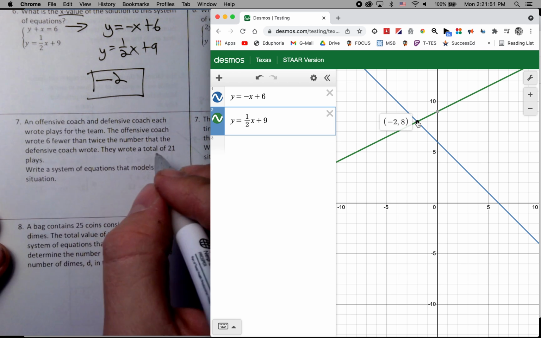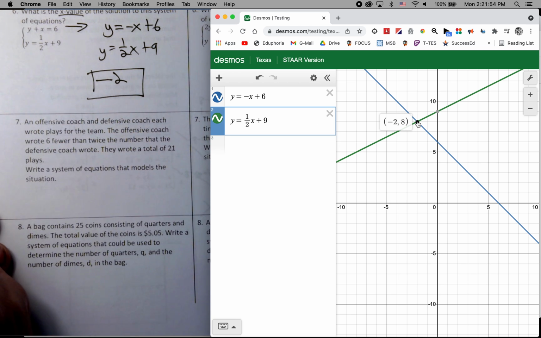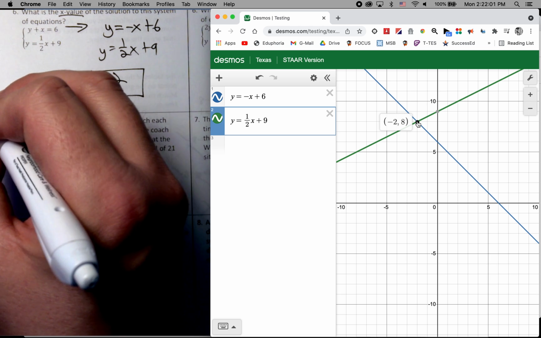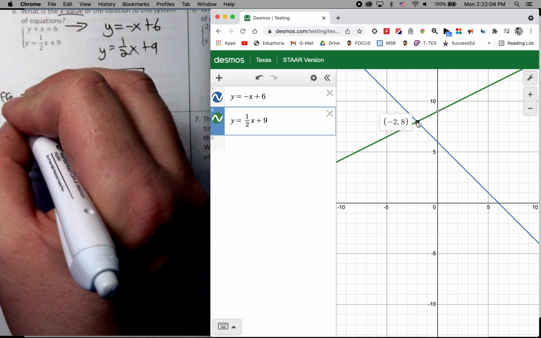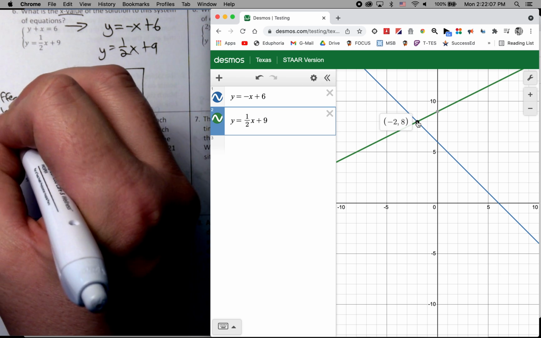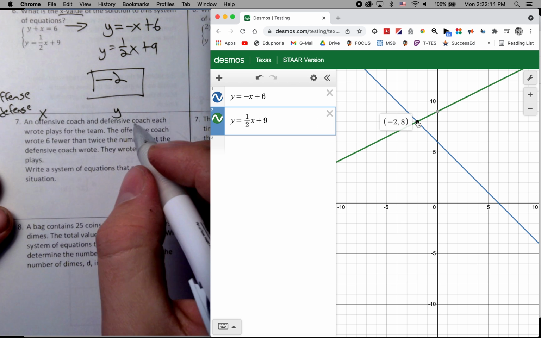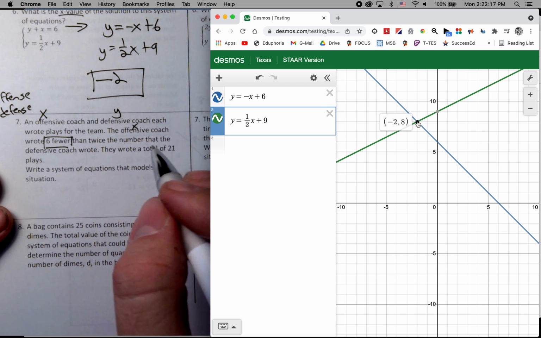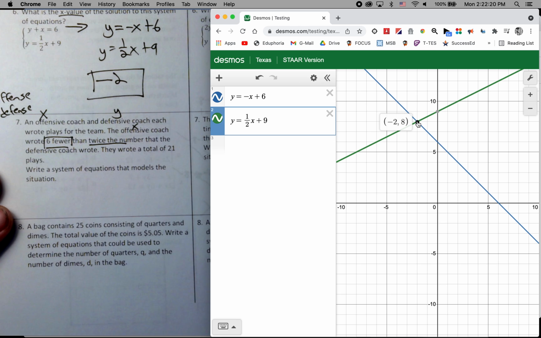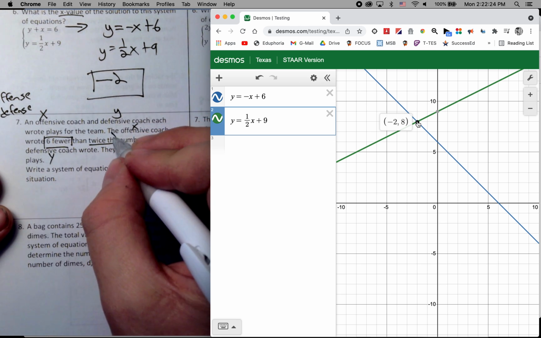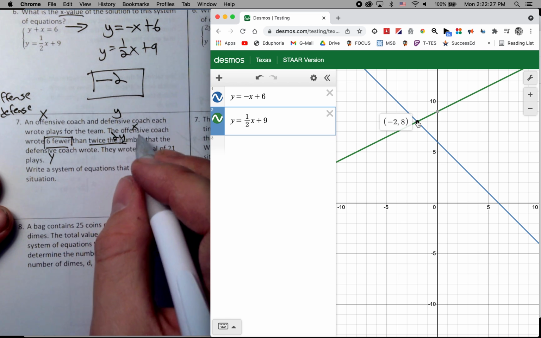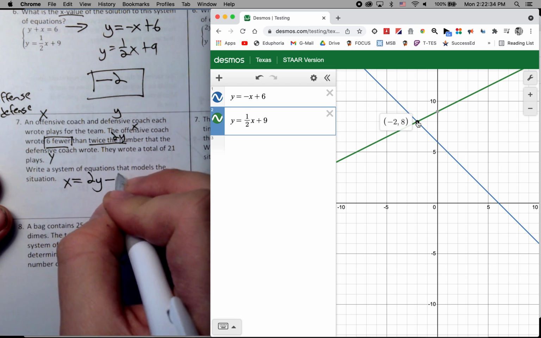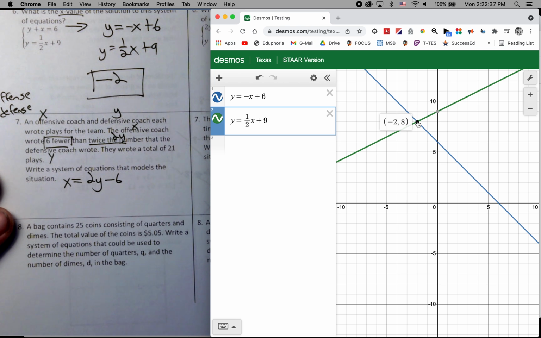Okay. So I have offense and defense. I'm going to assign them variables, x and y. So x is offense, y is defense. All right. The offensive coach wrote 6 fewer. When you say 6 fewer, that means -6. And then twice the number, that means 2 times the defensive coach, which is y. So that means 2y. So here's this first one: x equals 2y minus 6. There you go.